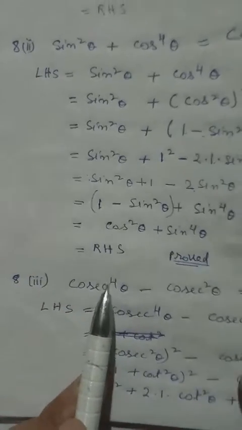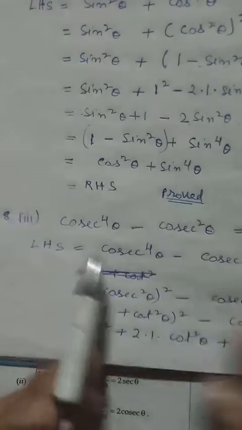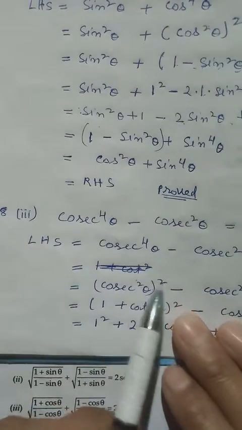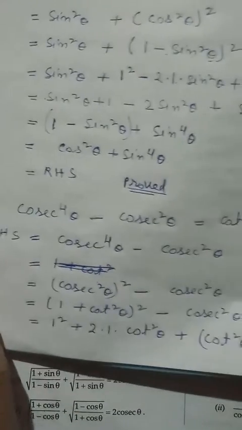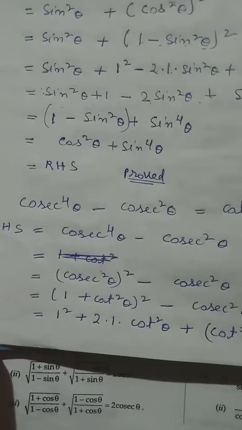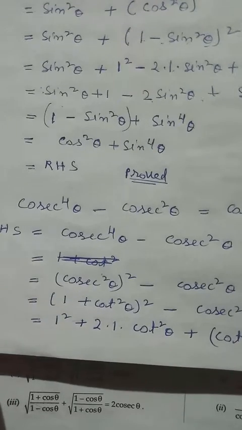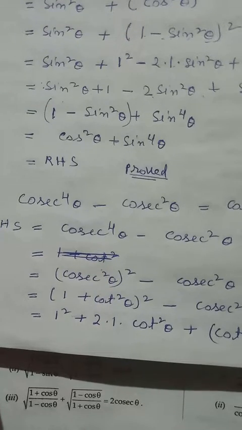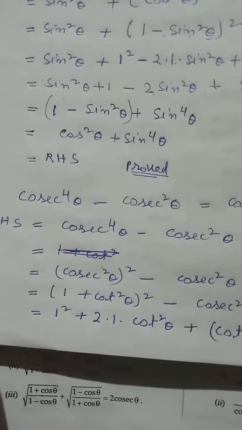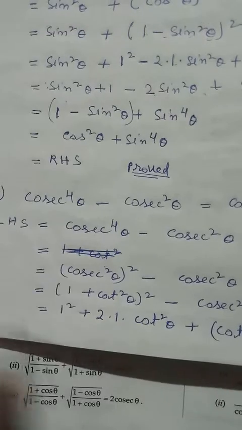For power 4, we don't have a formula, so let us break it as 2, 2. We can put 2 inside, 2 outside. So 2 into 2, 4. Then cosec square theta, for the time being, let it be there. If we check the left hand side, we want only cot. So let's convert them by using identity.